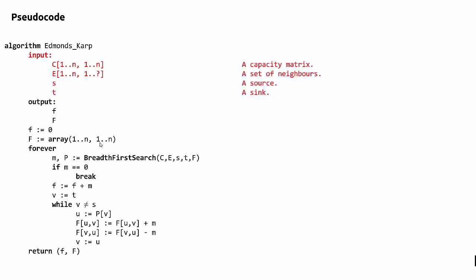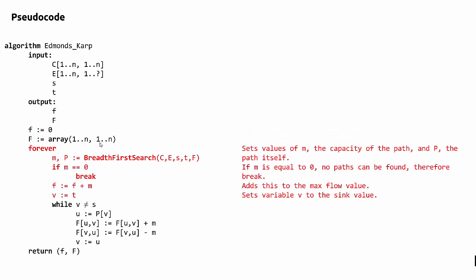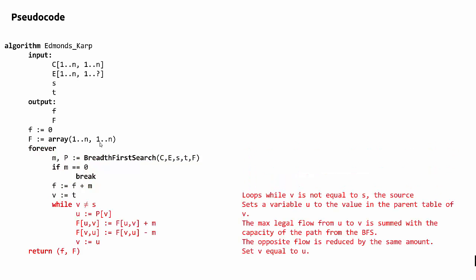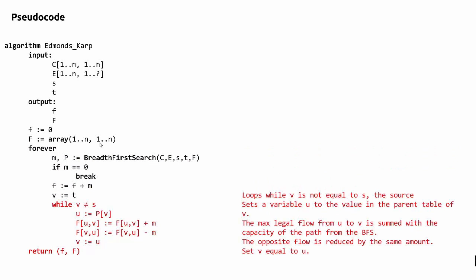Here we've got a capacity matrix, a set of neighbours, a source and a sink. An output is the maximum flow and a legal flow table or an array. So you initialize both of those, and this loop goes through finding paths and using that error message to break out. If not, it sums the maximum flow value and sets this variable to the sink value. And while v is not equal to s, so that v equals t thing allows you to enter this loop. It loops when v is not equal to s, the source, sets a variable u to the value in the parent table of v, and computes the flow, and then moves on.